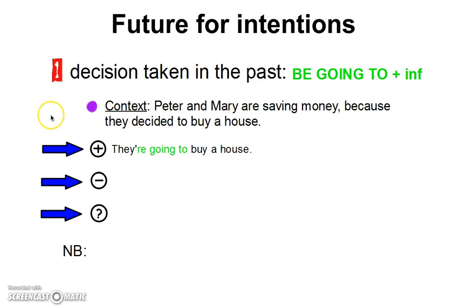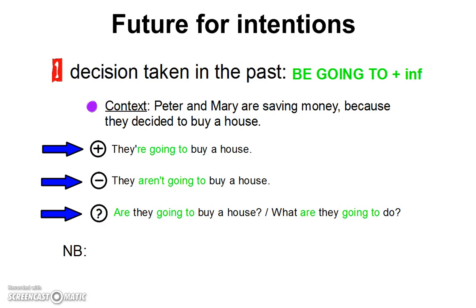Okay, so of course the negative form of it would be they aren't going to buy a house. So the auxiliary be takes the negation. And the question would be, are they going to buy a house, or what are they going to buy? So as usual, I swap the positions of the auxiliary and the subject.